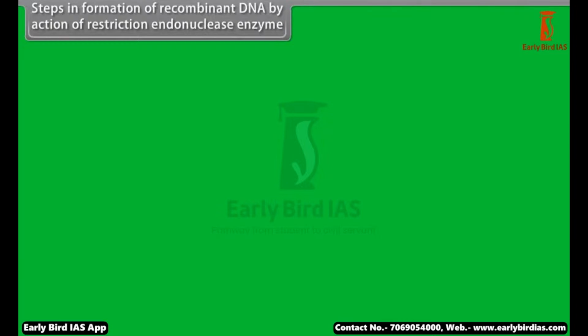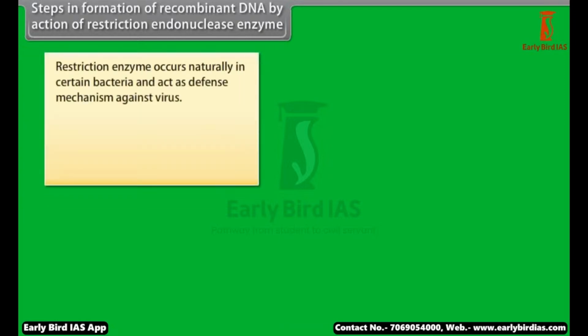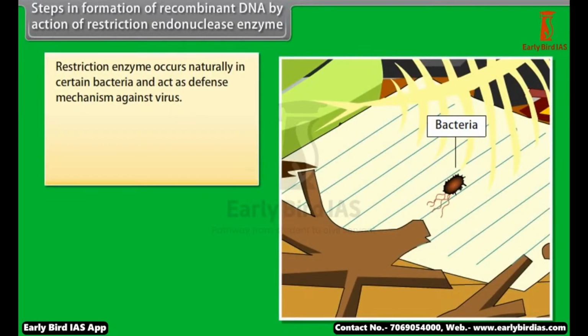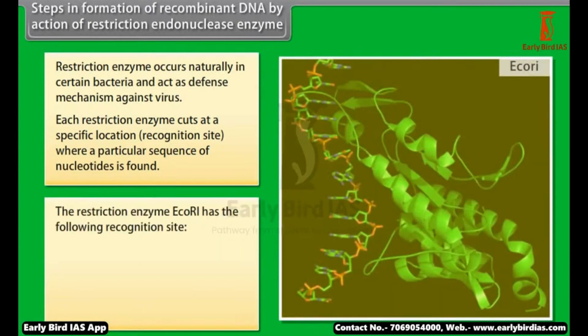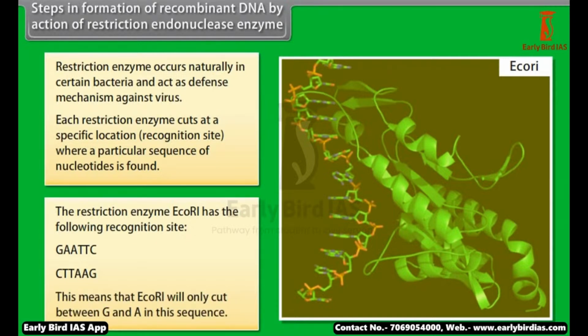Steps in formation of recombinant DNA by action of restriction endonuclease enzyme. Restriction enzymes occur naturally in certain bacteria and act as a defense mechanism against viruses. Each restriction enzyme cuts at a specific location, the recognition site, where a particular sequence of nucleotides is found. The restriction enzyme E. coli has the following recognition site: GAATTC, CTTAAG. This means that E. coli will only cut between G and A in this sequence.